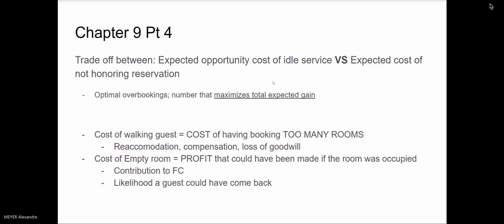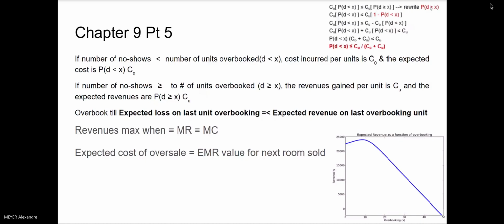The working in the top right seems a little bit complicated, but it's essentially the formula we will see, I believe, on the next slide. It looks at how to quantify or come up with the formula to get the overbooking ratio. If the number of no-shows is less than the number of units overbooked, the cost incurred per unit is CO. That means the cost is the amount of empty rooms that you had.